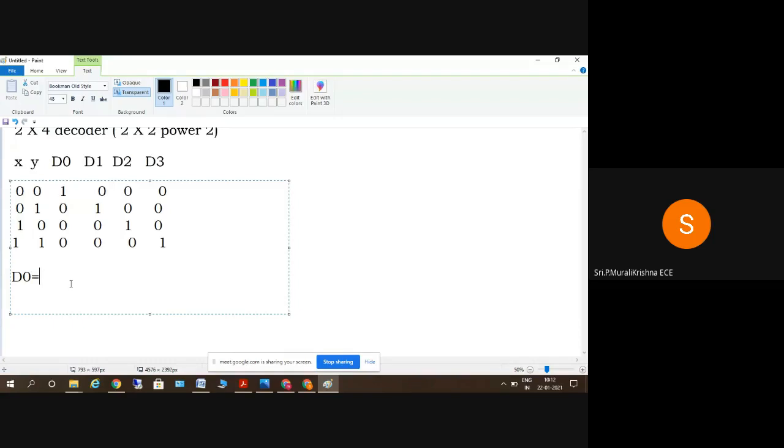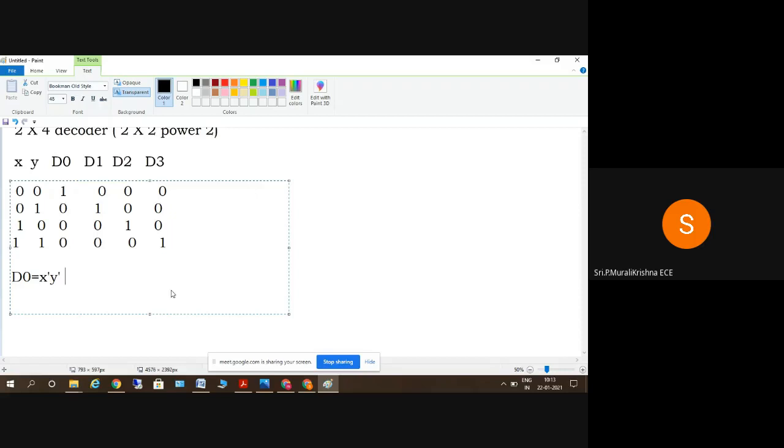So what is d naught now? X bar, Y bar. d naught is 1 for the combination of inputs xy equal to 0 0, so x 0 gives x bar, y 0 gives y bar. So we have to perform the multiplication of this input combination. So these are min terms here.